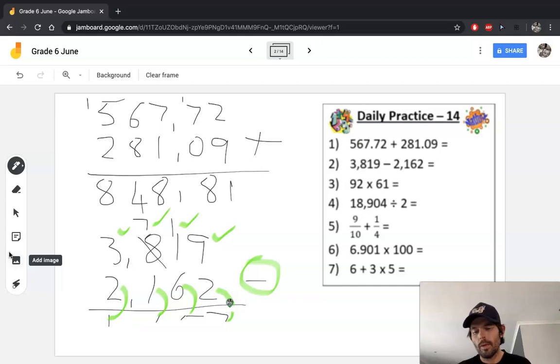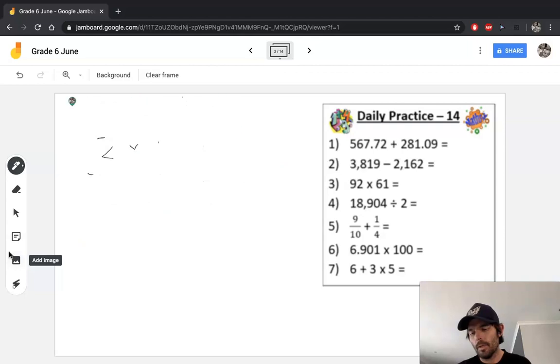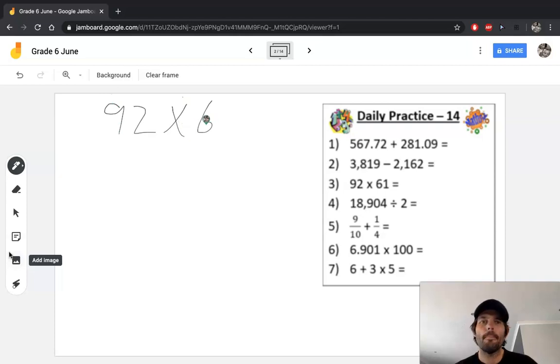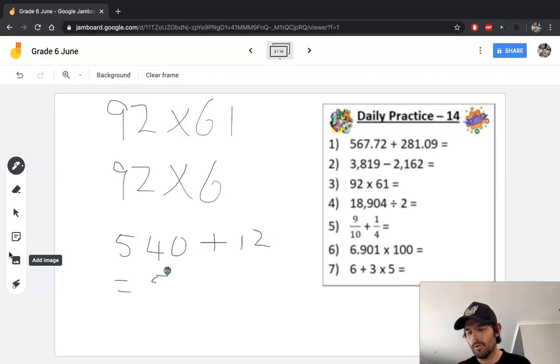Your next question is a long multiplication question, and there are several ways of doing this. 92 multiplied by 61. I'm going to break up the 61 into 60 and 1. So first I'm going to say 92 multiplied by 60. To do that, I'm just going to say 92 multiplied by 6 first. So 90 times 6 is 540, plus 2 times 6 is 12. So that's going to give me 552.